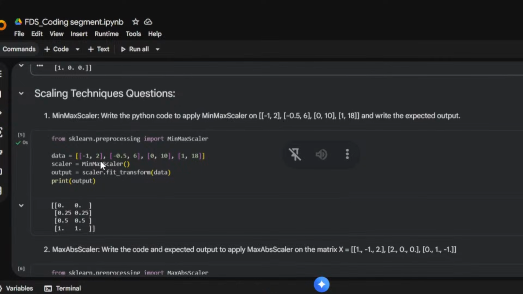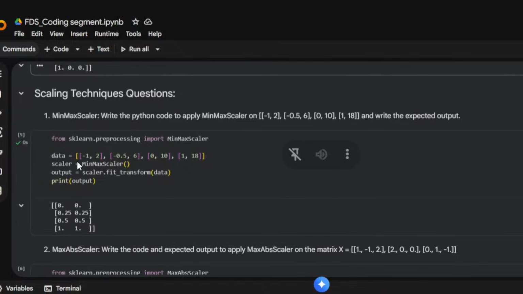As you can see, this is not in proper scale because the first column is going from -1, -0.5, to 1. As you can see, it ranges from -1 to 1. But then the other feature, the second column, is ranging from 2 till 18. So both of these are in different scales. For bringing them to the same uniform scale, we use the min-max scaler.